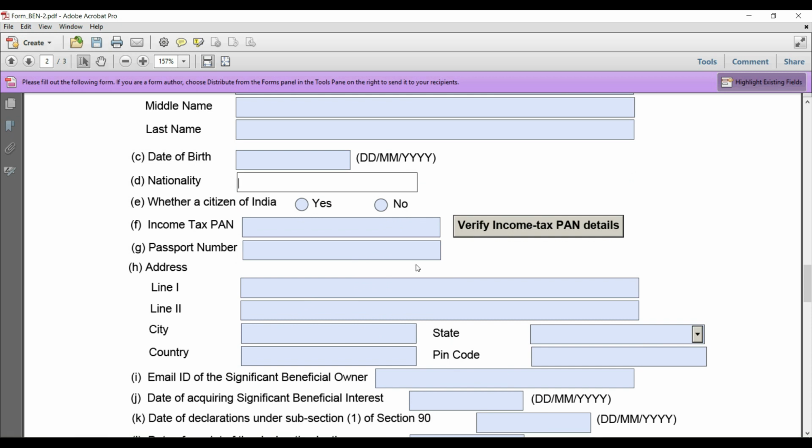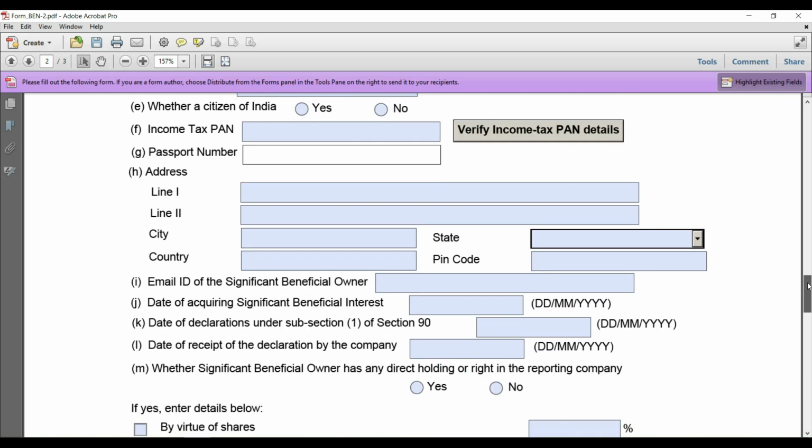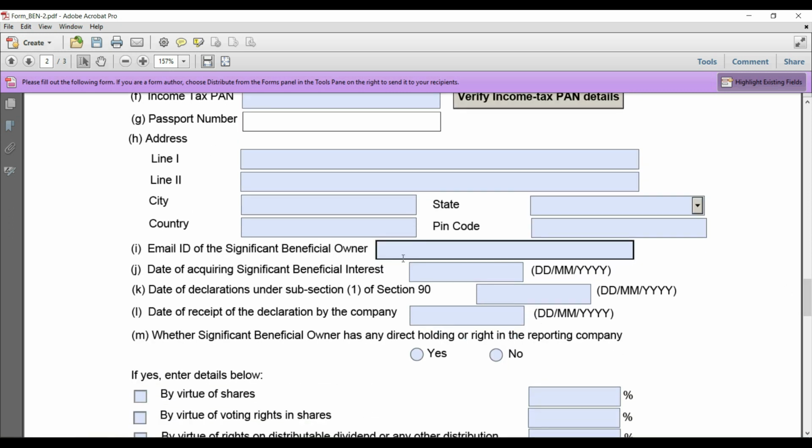It will be verified. Passport number in case of the foreign citizen. Otherwise, an Indian citizen can also put the passport number, and address details we have to mention here. Email ID of the significant beneficial owner, and date of acquiring the significant beneficial interest. When that significant beneficial owner acquired the interest, we have to mention the date in the dates column.